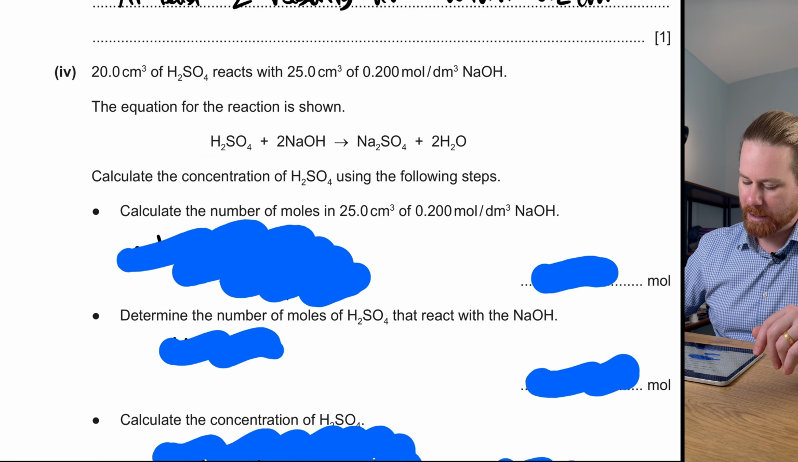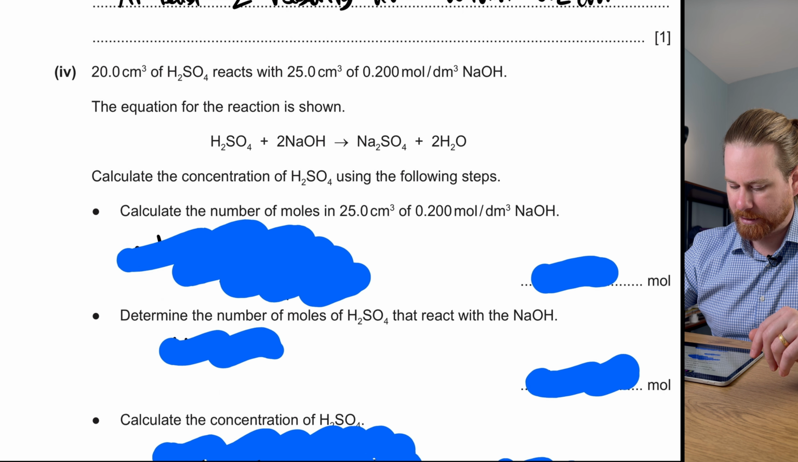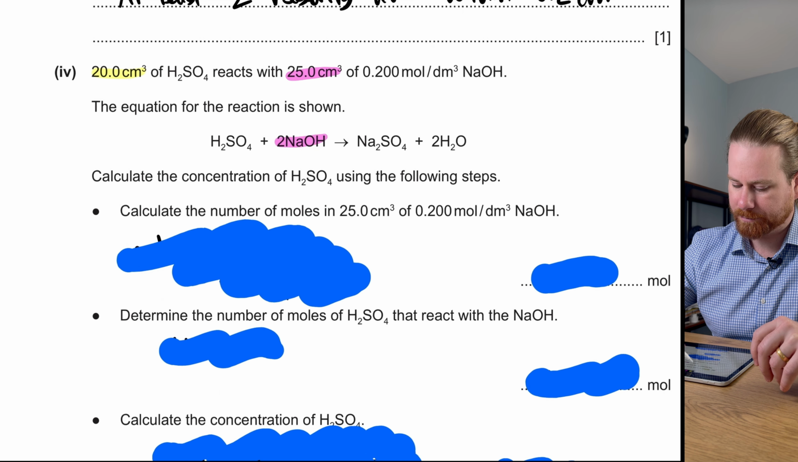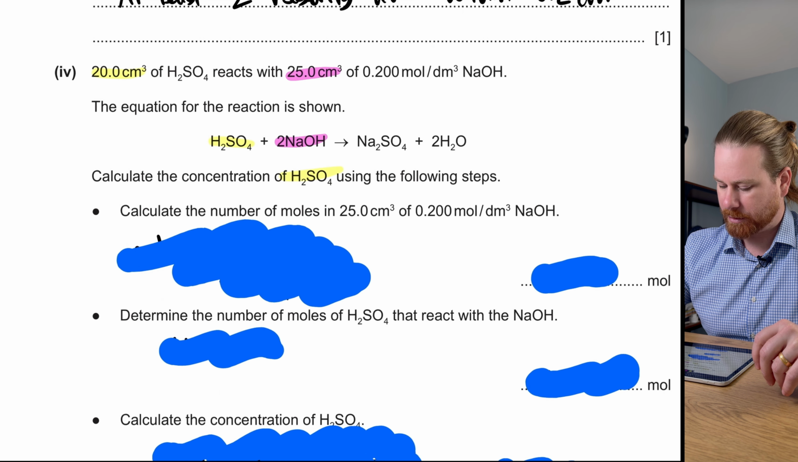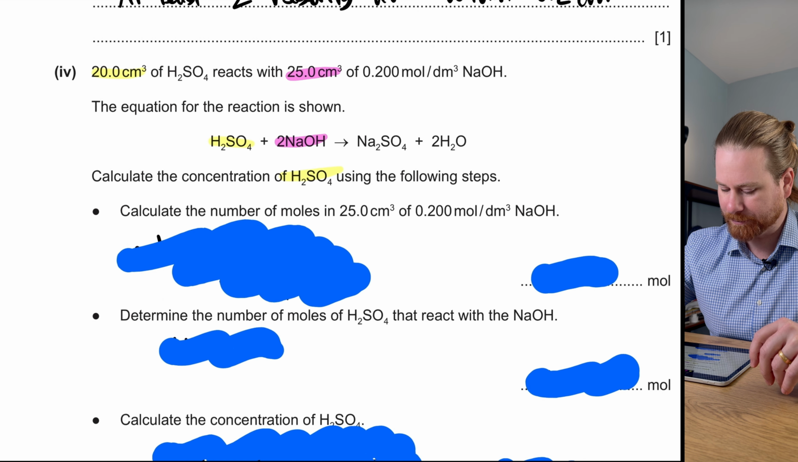Okay, now on to a moles calculation. So what are we calculating? So we've got this much acid reacting with this much base. We've got our equation. So what is the concentration of, I keep saying sodium hydroxide, what is the concentration of sulfuric acid?